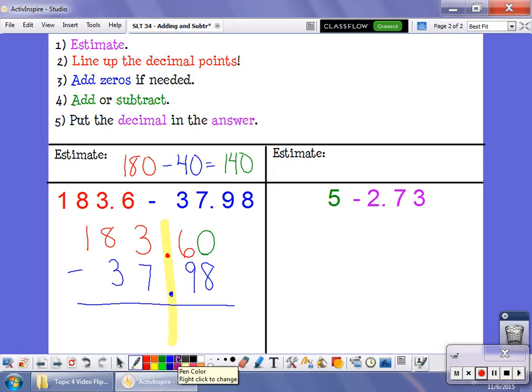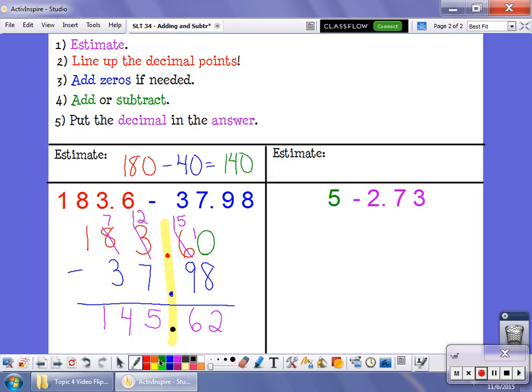And now it's time to subtract. I can't do 0 minus 8, so I'm going to have to regroup. So 10 take away 8 is 2. I can't do 5 take away 9, so I'm going to have to do 15 take away 9 once I regroup that, and I get 6. Can't do 2 take away 7, so again, let's regroup. 12 take away 7 is 5, 7 take away 3 is 4, and my 1. And my very last step of all is to put in my decimal. You can see our estimate was 140, and we ended up with 145 and 62 hundredths.